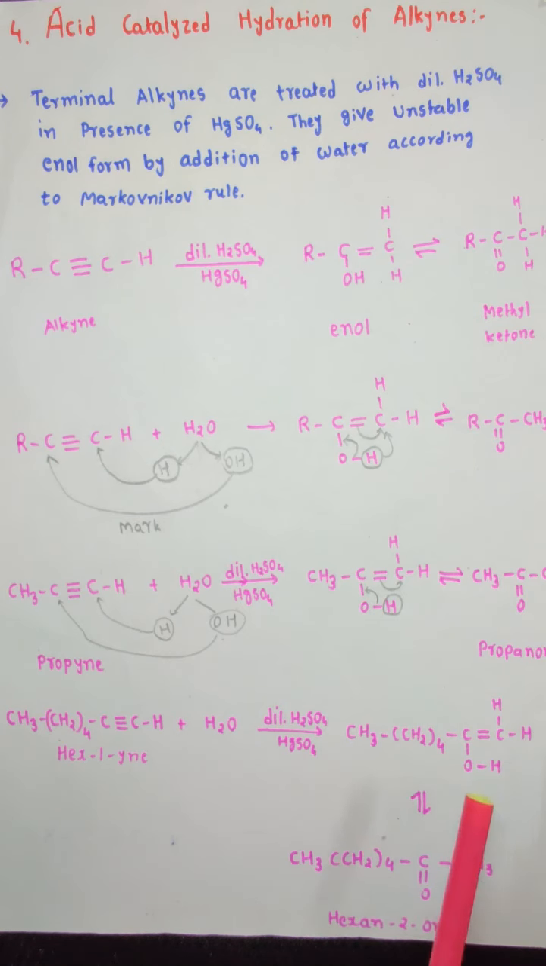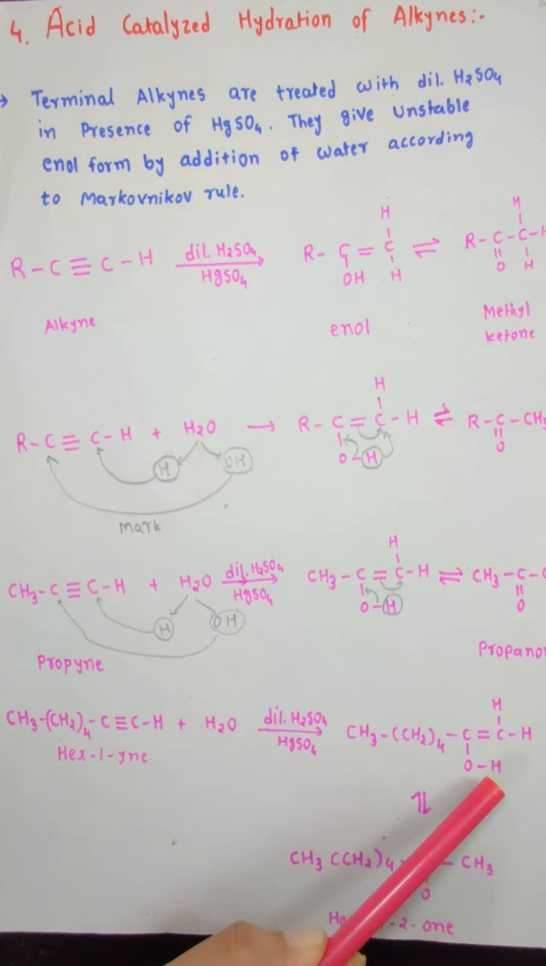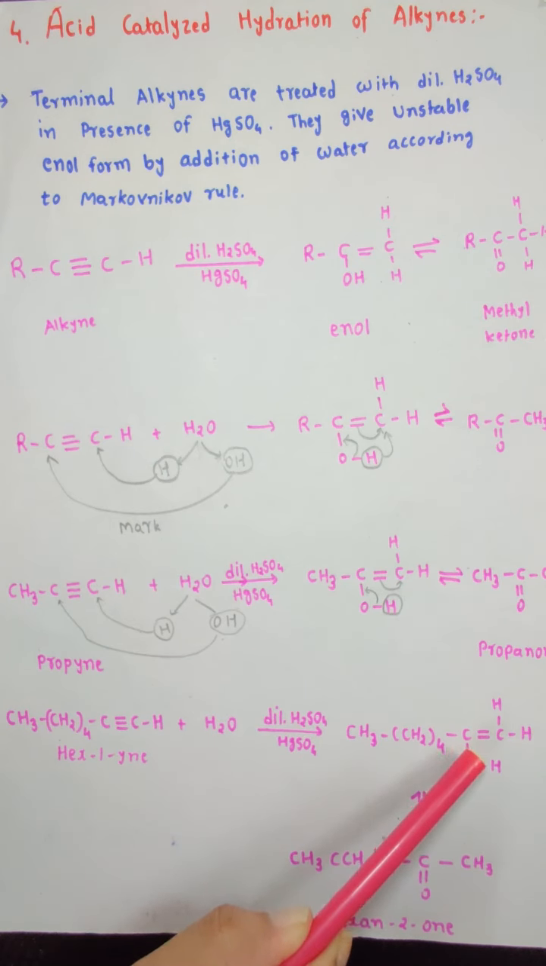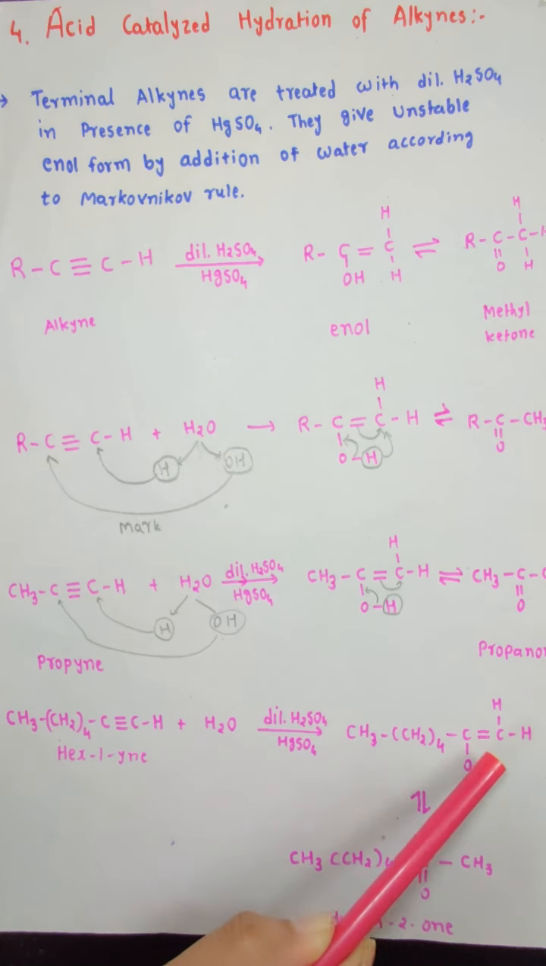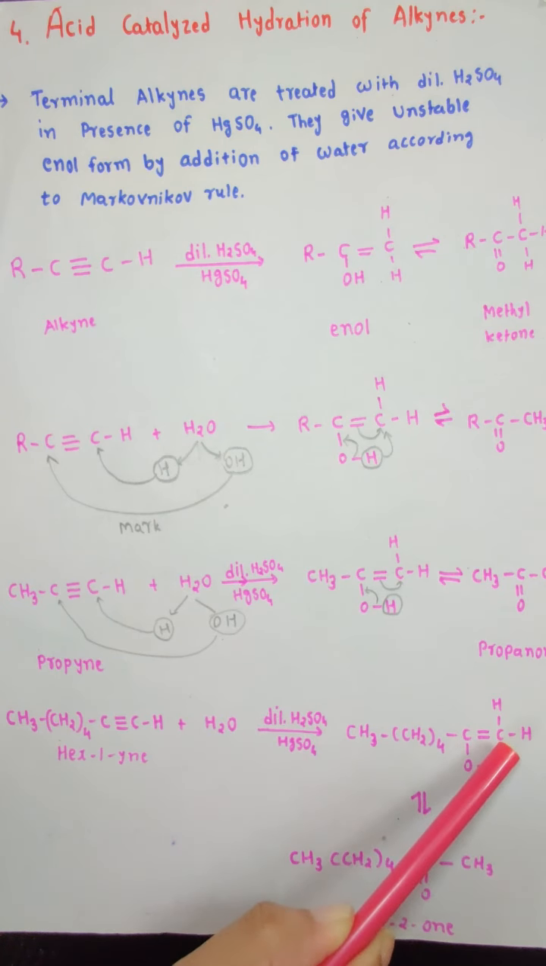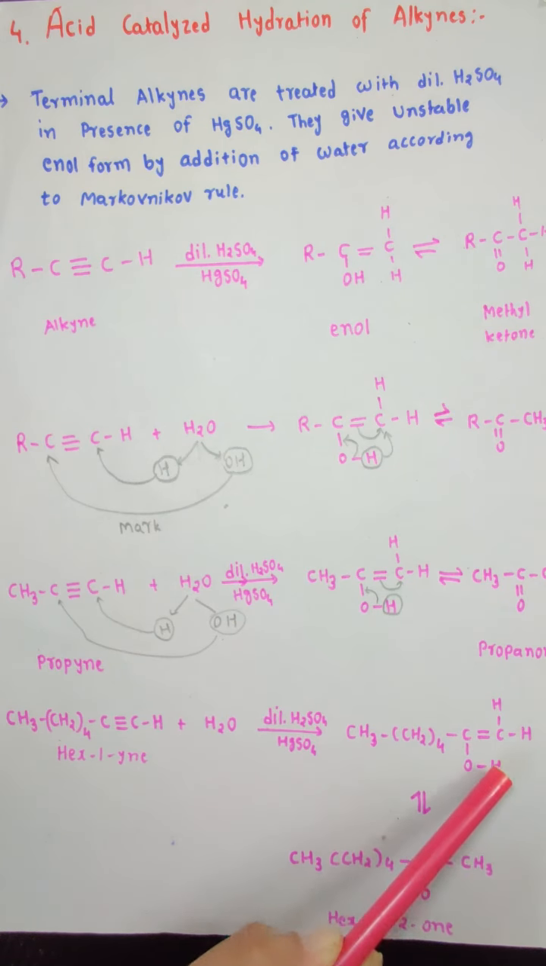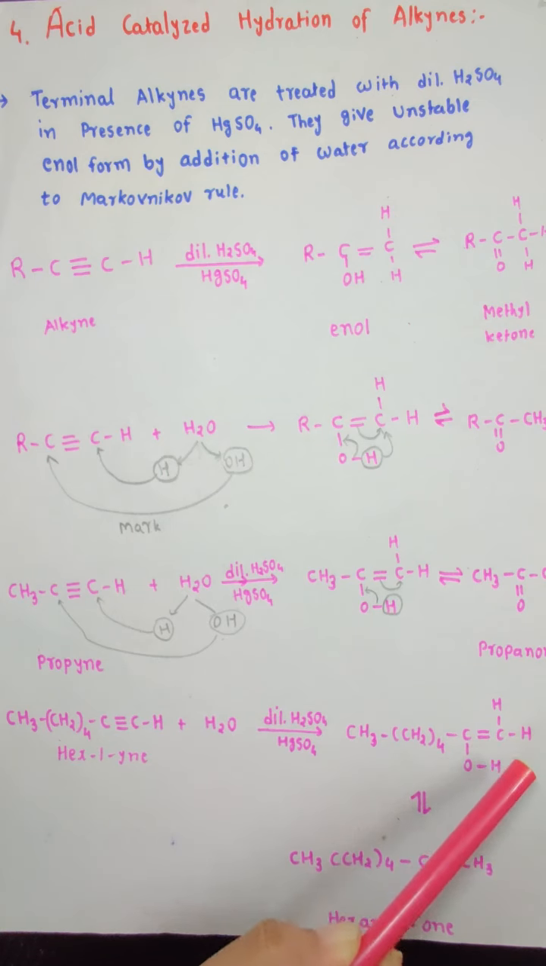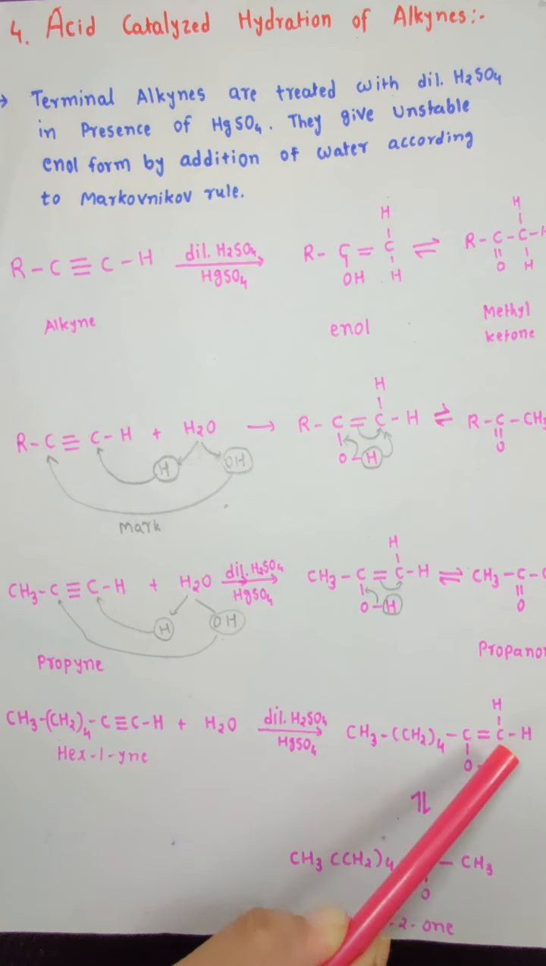Now this enol once again will rearrange itself. This oxygen hydrogen electron will shift between carbon and oxygen, so you will get double bond here, so C double bond O, and this carbon-carbon double bond electron will shift on this carbon atom, so there will be a negative charge and the H plus which is released will connect with this carbon, so you will get CH3.